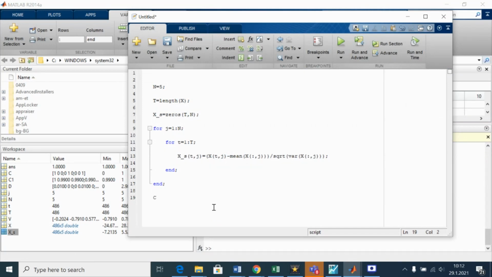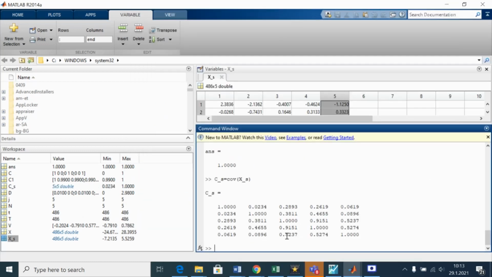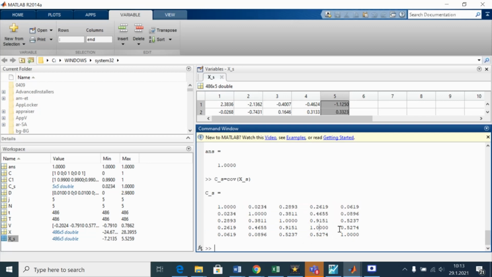What we do now is construct the covariance matrix of the standardized data series, which is given by simply the operator cov of our X_S matrix. Let's also copy this into the command window directly. So this is how the matrix looks. You see, of course, on the main diagonal we have ones. It must be like that by construction. And you see here already that some of the strategies are pretty much correlated.